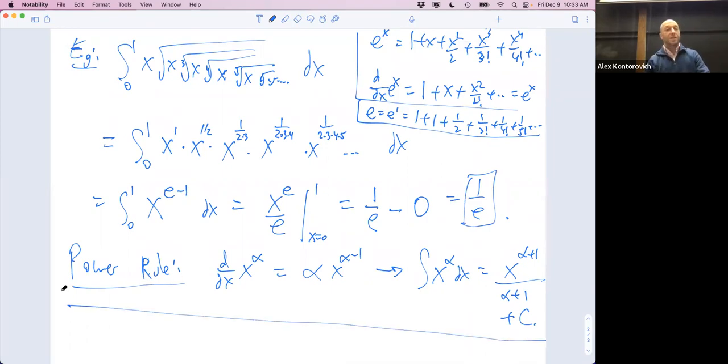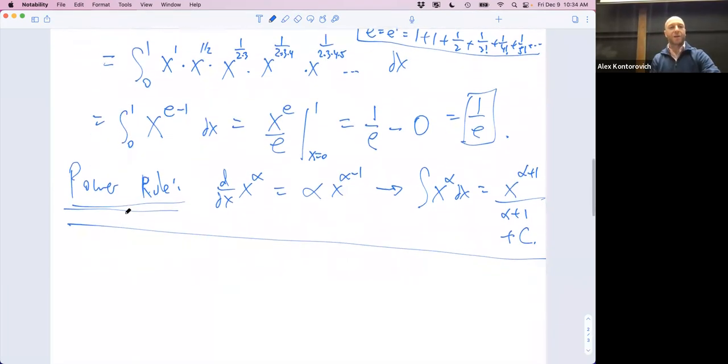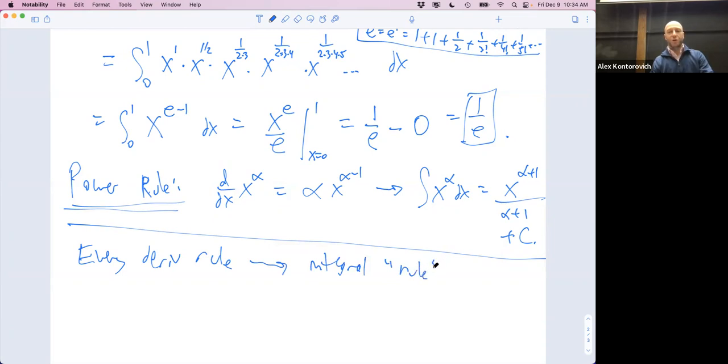All right, let's get some more practice with other kinds of rules. So every time you have a derivative rule, let's write this down. Every derivative rule has a corresponding integral rule. Again, rule means shortcut.